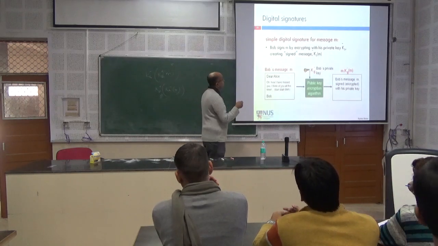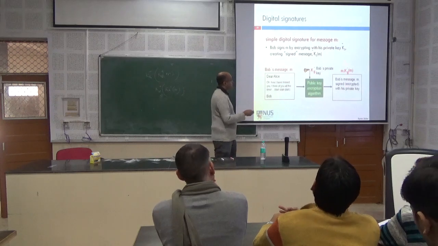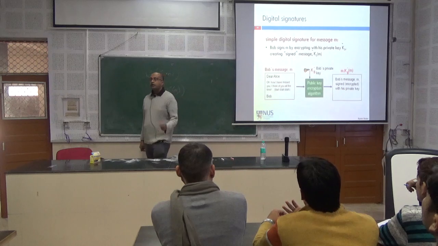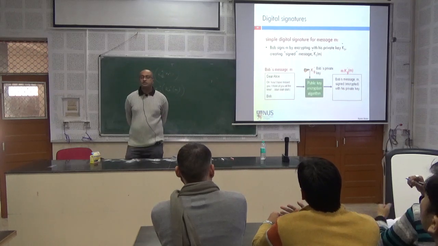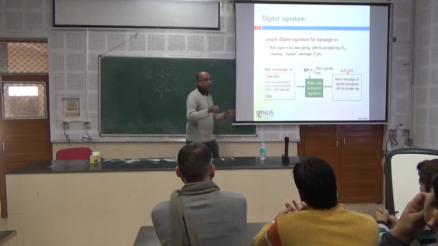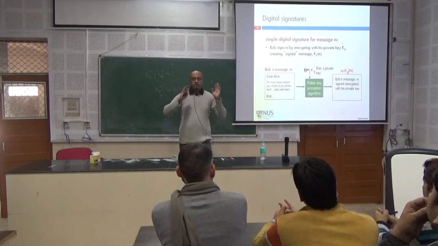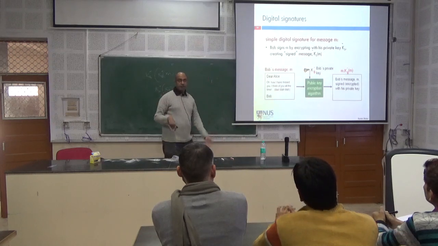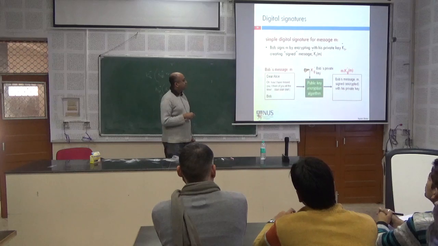So let's say Alice wants to send a message to Bob. Sorry, Bob wants to send a message to Alice. And he wants to put his signature on that message. What can we do? Now don't worry about the computational complexity part. Of course, this is not very practical, and you will see that later, but theoretically it works. So Bob has this message M.